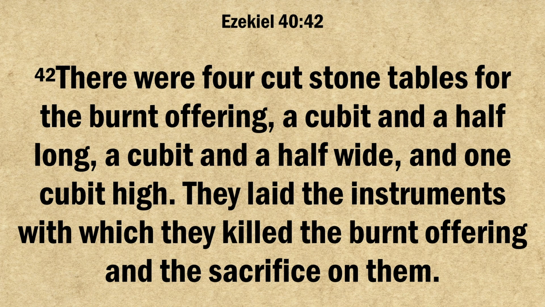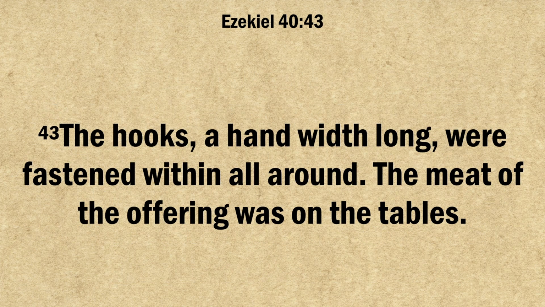There were 4 cut stone tables for the burnt offering, 1.5 cubits long, 1.5 cubits wide, and 1 cubit high. They laid the instruments with which they killed the burnt offering and the sacrifice on them. The hooks, a hand-width long, were fastened within all around. The meat of the offering was on the tables.